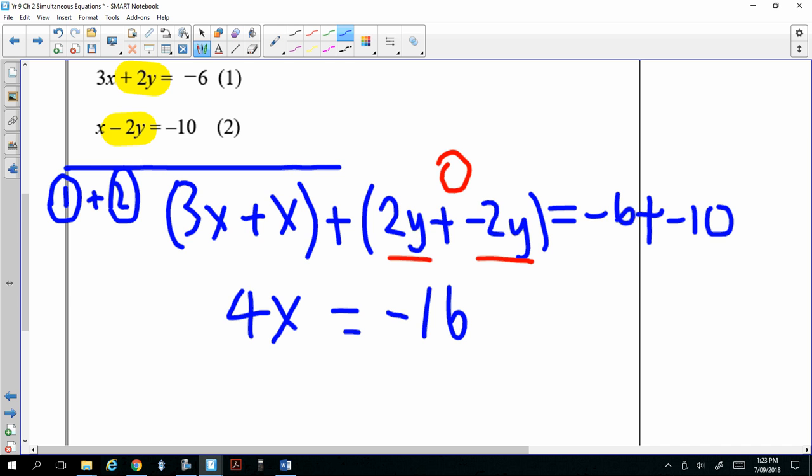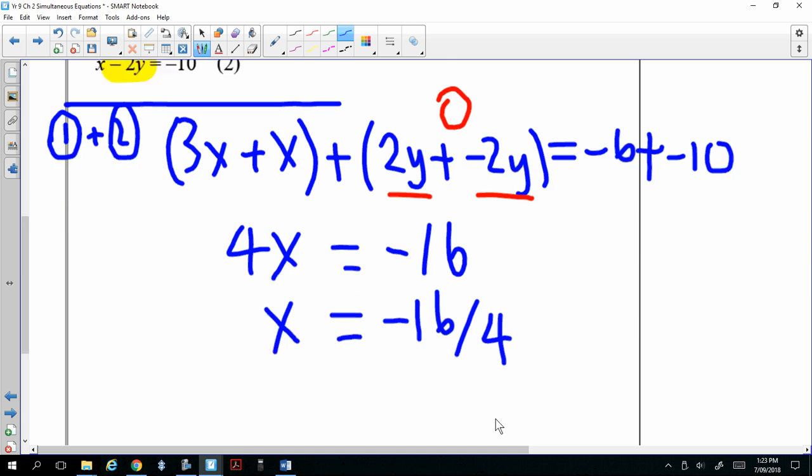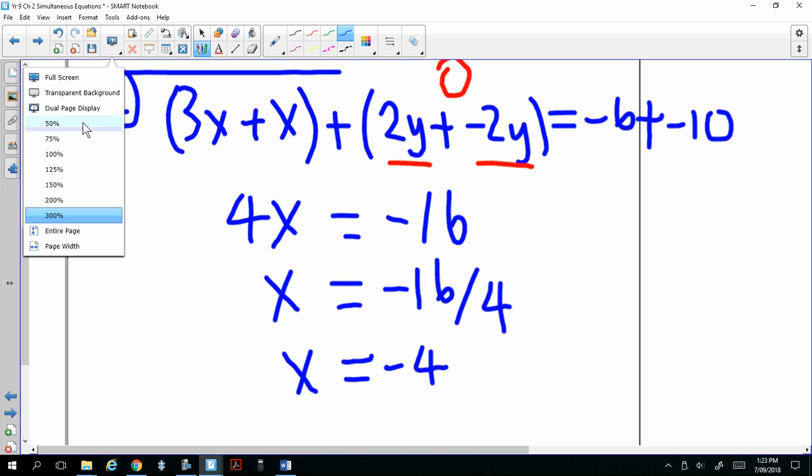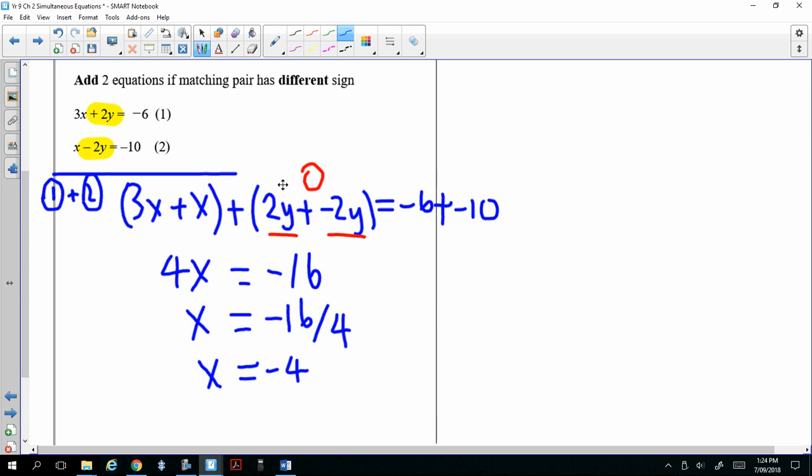After we do that, we're going to divide by 4 in order to find out what x is, which is equal to negative 4. Why 4? Because there's a 4 in front of x. The opposite of times, we do the inverse operation, so we divide by 4. So what do we do after we find the x value? We have to find the y.